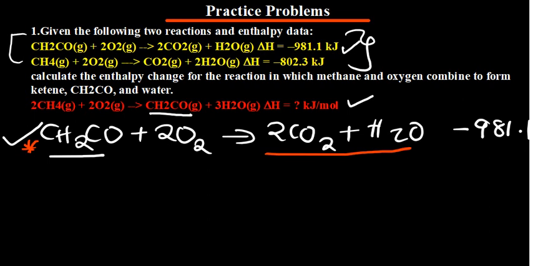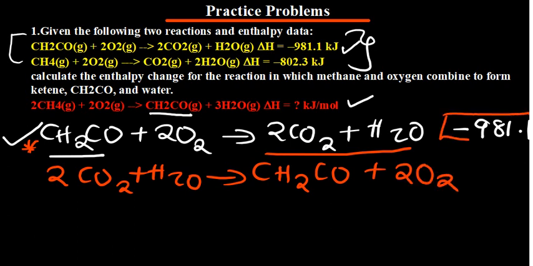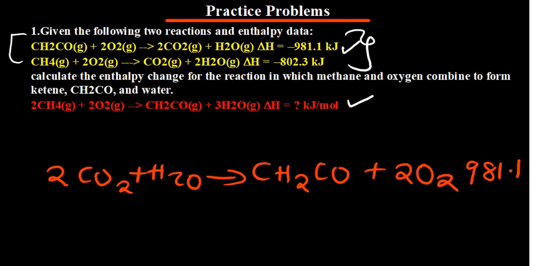So it's going to be 2 carbon dioxide plus water, giving us CH2CO plus 2 oxygen. So we've reversed it, so the sign of the enthalpy changes. It will become positive 981.1. It's very important to understand that whenever you reverse it, the sign is supposed to do what? The sign is supposed to change. Alright, so what do we do now?